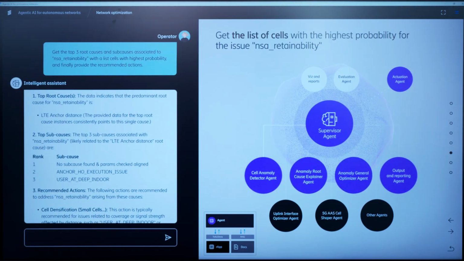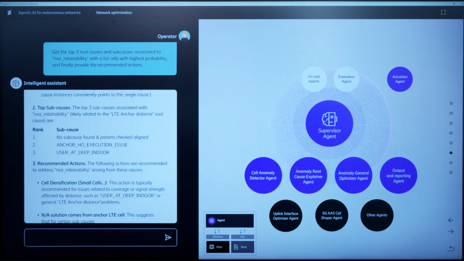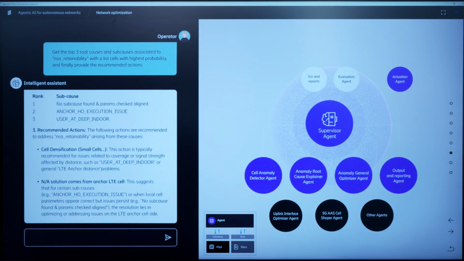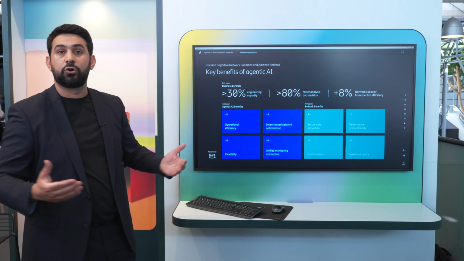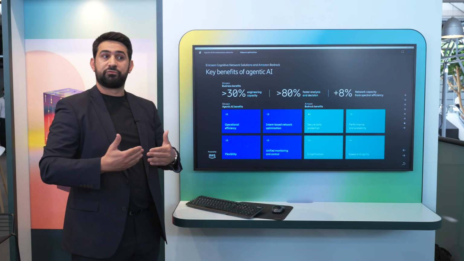What's very important here is that the system is able to recommend what is the next best action in order to achieve that optimization goal. I would like to highlight some of the key benefits of Agentic AI in the collaboration between Ericsson and Amazon Bedrock, what we have measured from our exploration so far in the market.